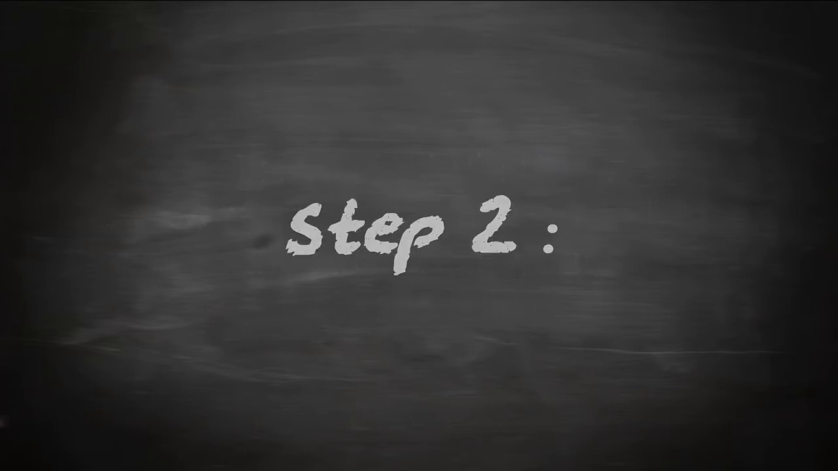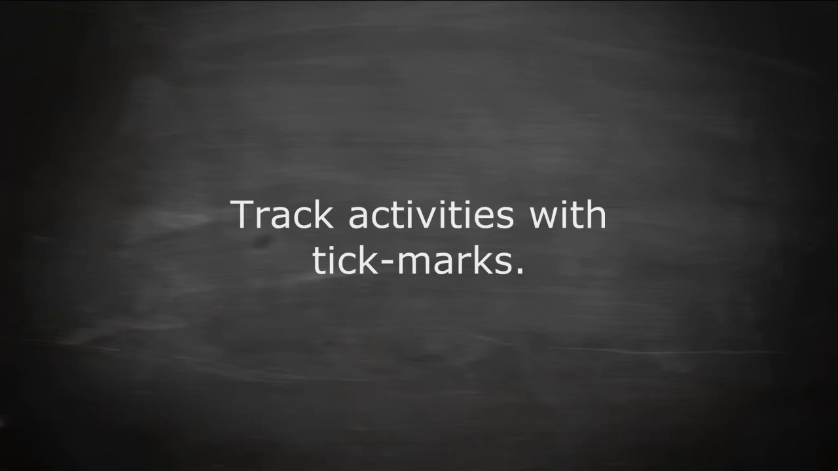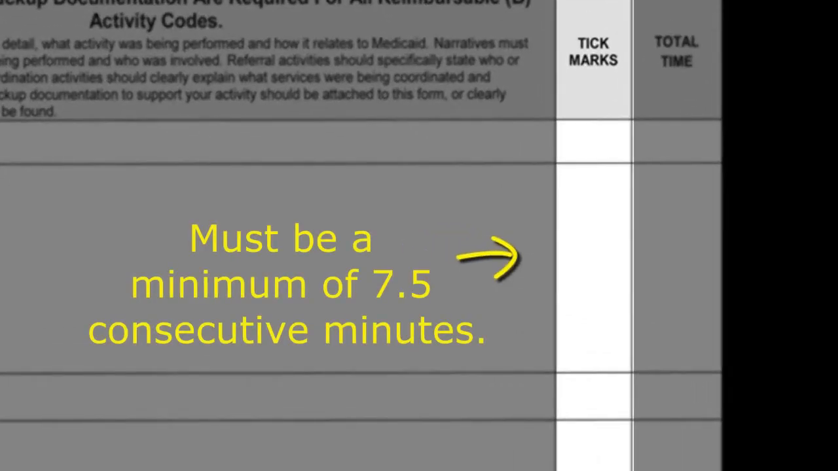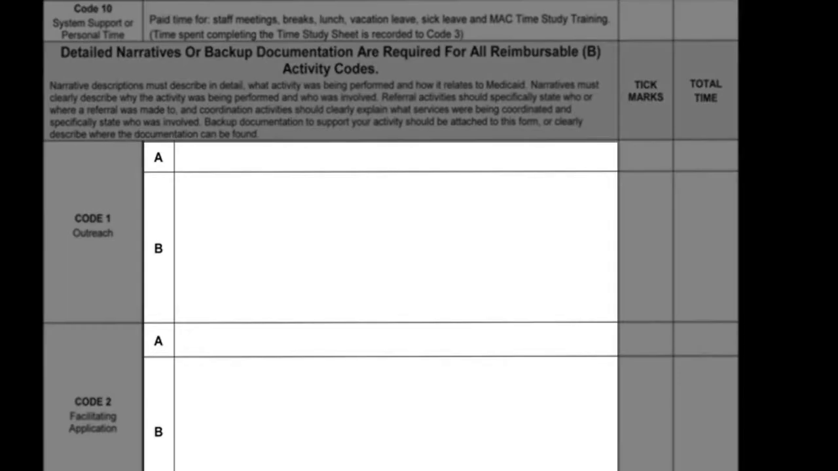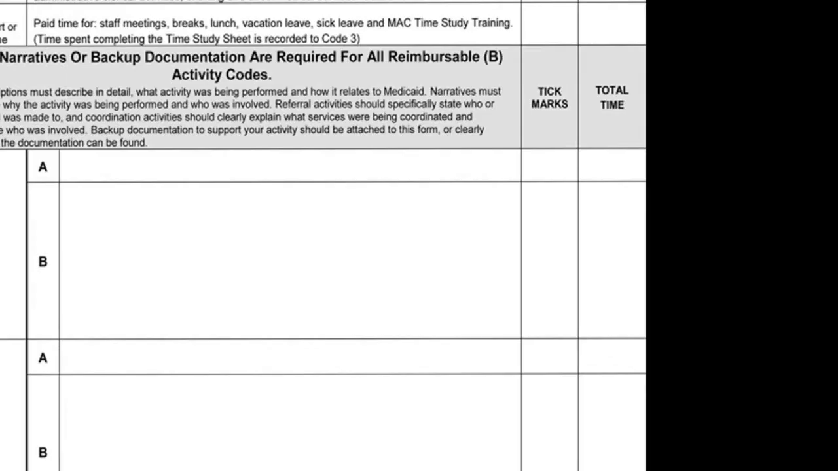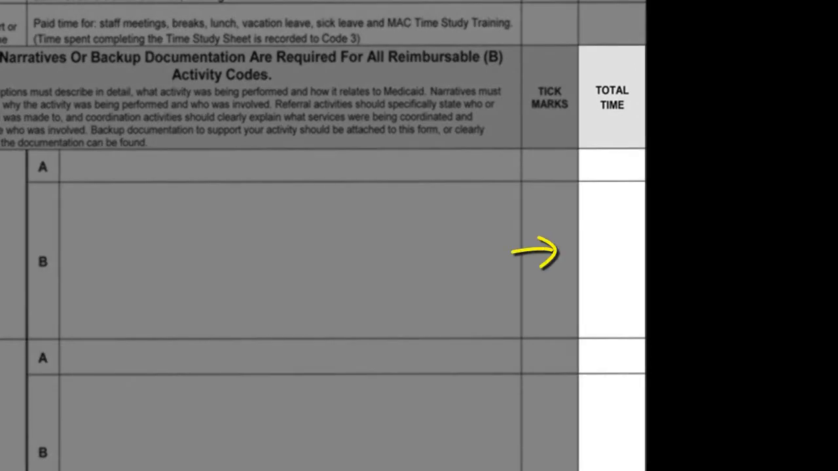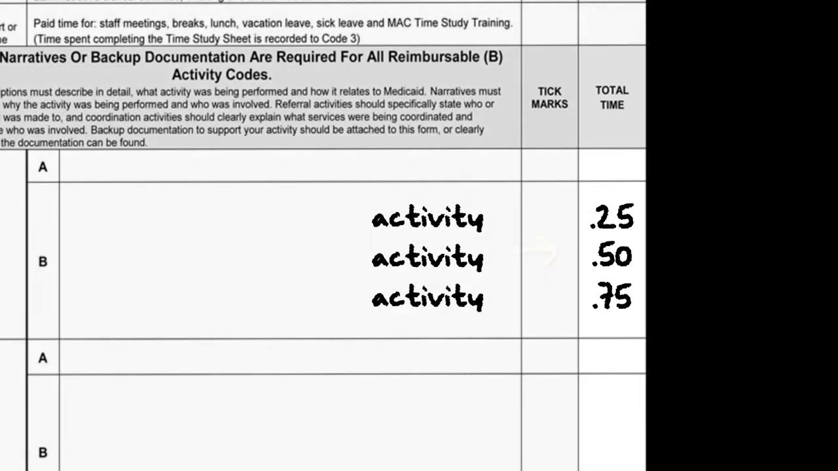Number 2, track all activities performed during your day. Remember the principles of parallel coding and rules concerning a minimum of 7½ continuous minutes in any one activity before claiming it. Place A and B activity marks and total time in quarter-hour decimal format such as 0.25, 0.50, 0.75, etc. in the respective columns next to the activity performed. Note, tick marks and total time should match.